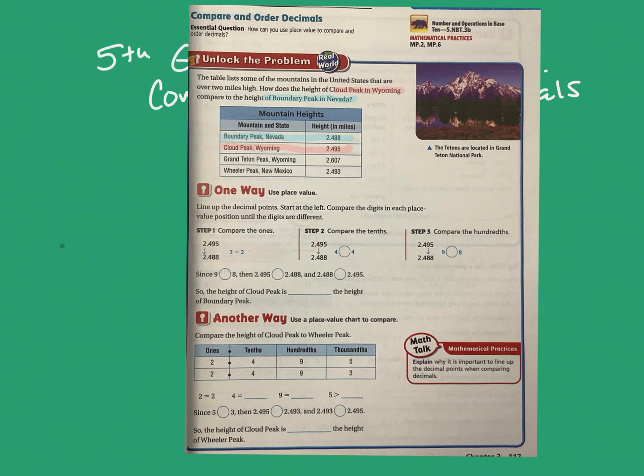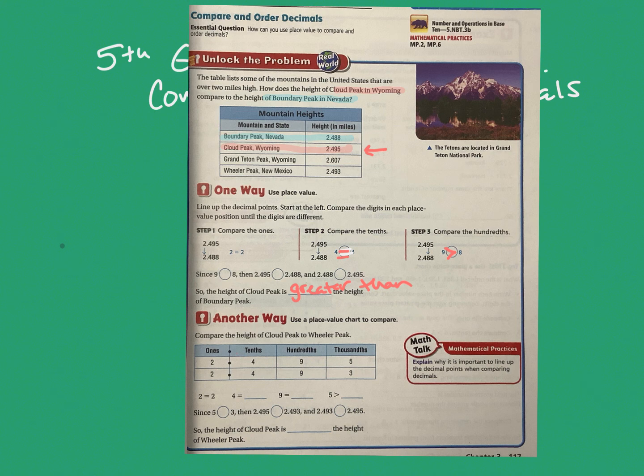That's what they're doing all along here. 2 is the same as 2, so go on over. 4 is the same as 4, so move on over. So move on over to the next place. 9 is greater than 8. And so if that's the case, then Cloud Peak, Wyoming is greater than the height of Boundary Peak. And that's it. So you just, like you did before, you started the largest value and move over.